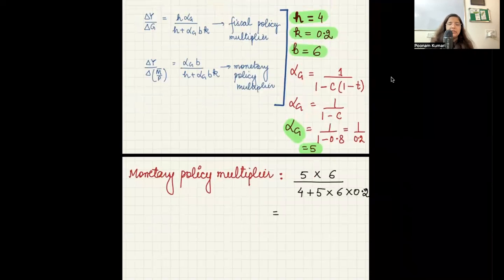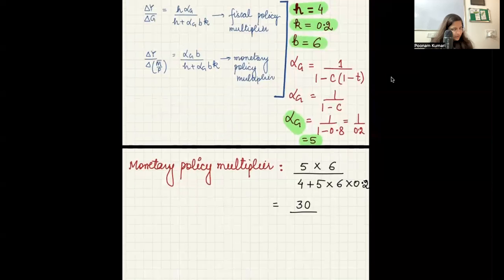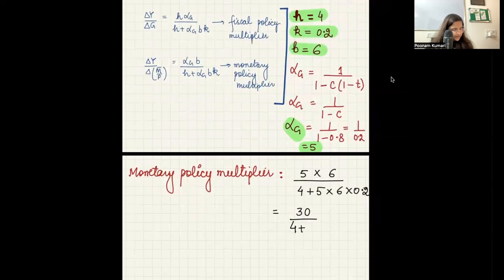ठीक है, ये हमें दिया हुआ है. 6 5 30 divided by H is 4 plus 5 6 30, and 30 को जब आप 2 से multiply करोगे तो you are going to get 60 and then 0.2 basically 6. So यहाँ पे ये जो है 30 divided by 10 which is 3.